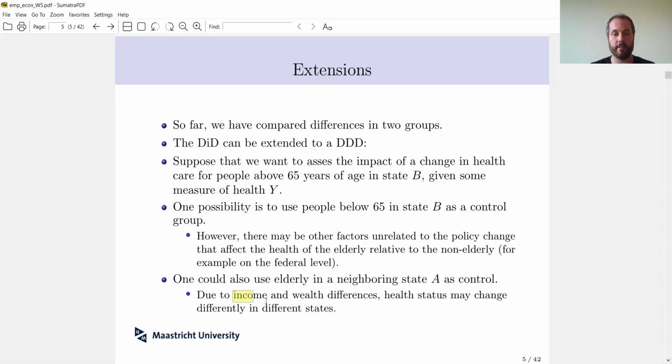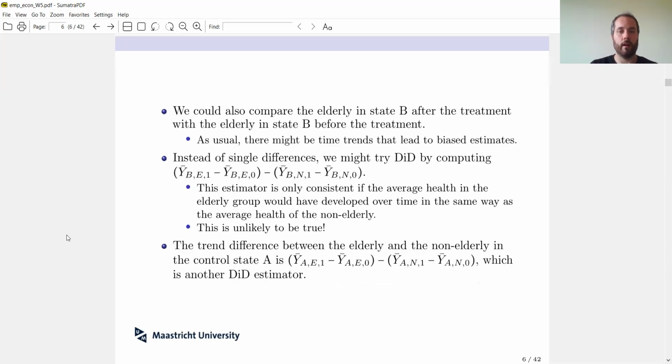So for instance, there may be income and wealth differences between the two states. And therefore, there may also be different trends in terms of the health outcome generally between state A and state B. Therefore, the common trends assumption would not hold. Okay, so what do we do?